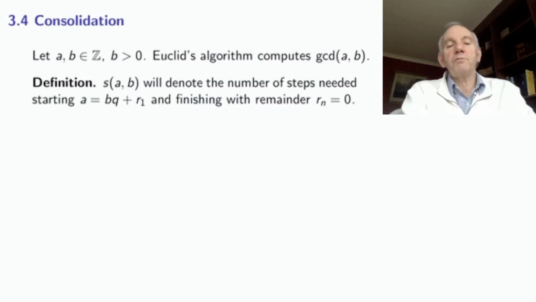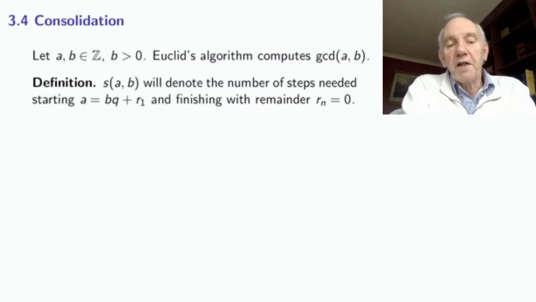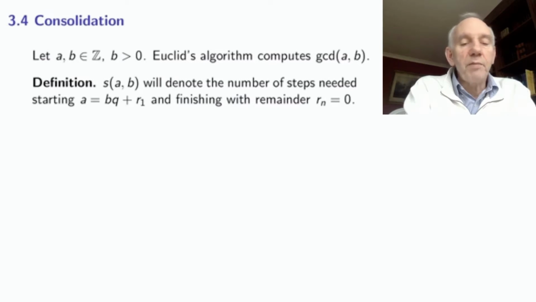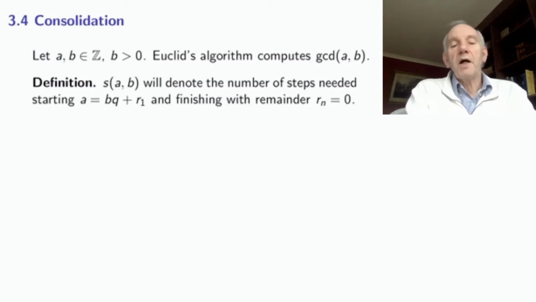Remember, Euclid's algorithm proceeds by first of all dividing a by b, getting a remainder, and then you replace a by b and b by its remainder, and you keep going with this division algorithm until the remainder becomes 0. So there will be a number of steps involved in doing that, and I want to define s(a,b), which is a function of a and b. s will be a positive integer, and it represents the number of steps or the number of lines I need in order to get down to a remainder of 0.